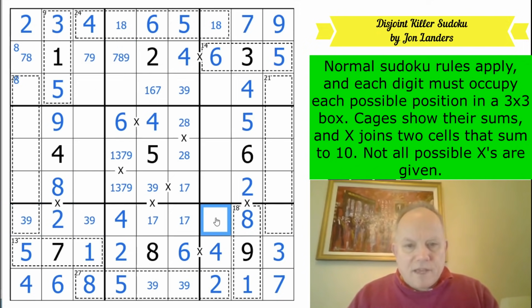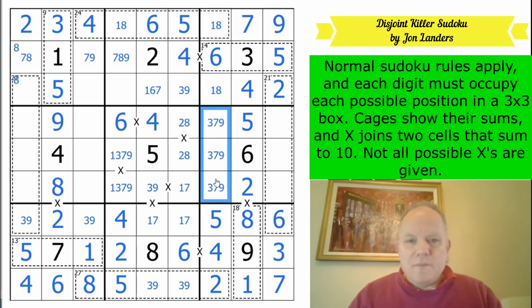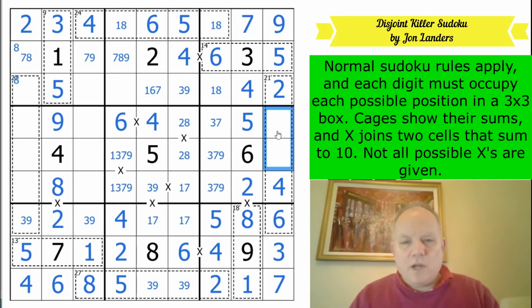3 and 9 as a pair there. 5 and 6, we can fill them in. Haven't actually used the disjoint subset rule yet at all, but I'm not forgetting it. I just haven't needed it. 2 and 1, 8. So probably going to need it in a moment, I would think. 3, 7, 9 there. We get a 4 here and a 1, 8 pair.